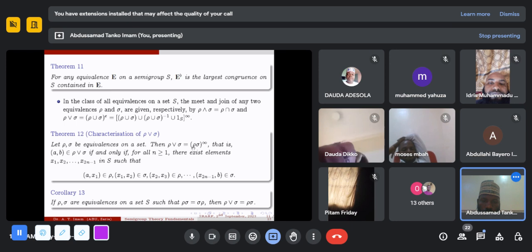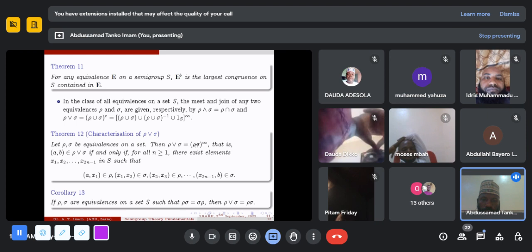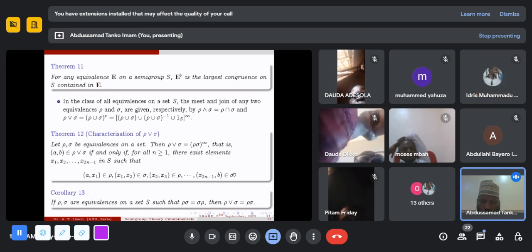composition, rho composition sigma, union rho composition sigma square, union rho composition sigma cube, and so on and so forth. And so you can see this transition is self-explanatory, which means I can get from A to B by a sequence of this type. And so this is actually the characterization.